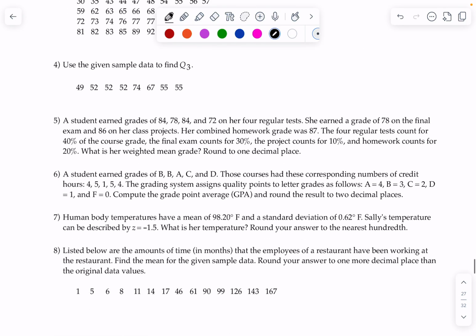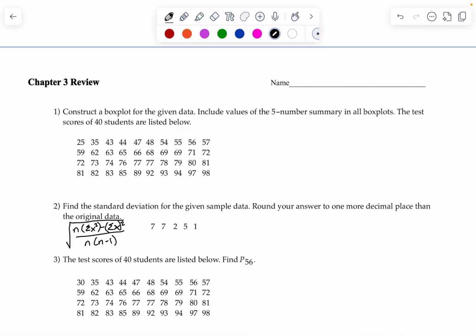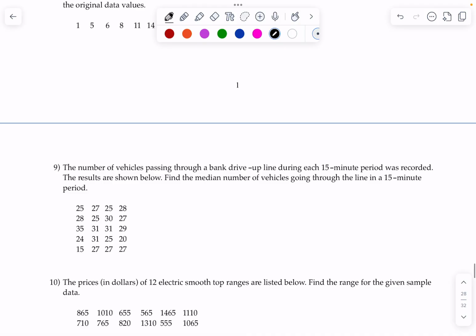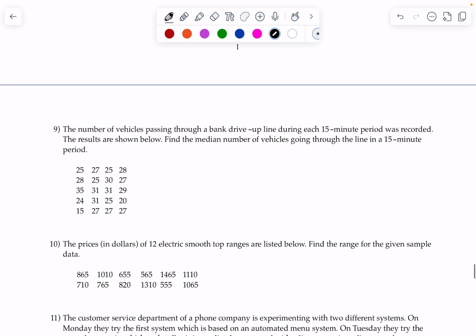Okay, stats. We are on the chapter 3 review. We're gonna do this review today. I'm gonna go through each one of these problems with you. Make sure that you're paying attention as you go through and you understand what's going on, because we're gonna test tomorrow over this chapter. Okay.